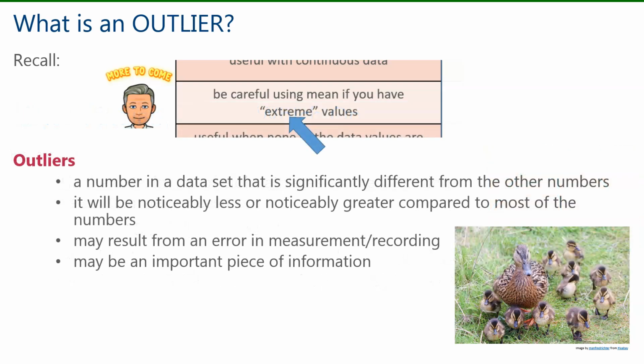Outliers, though, may be an important piece of information. If we look at our visual to the right again, the adult duck, who yes, could be considered an outlier, is a very important piece of information here. Those ducklings would be in trouble without the adult duck. And sometimes the outlier, in terms of whether or not we should include it, whether it should be part of our set of data, may be a matter of choice.